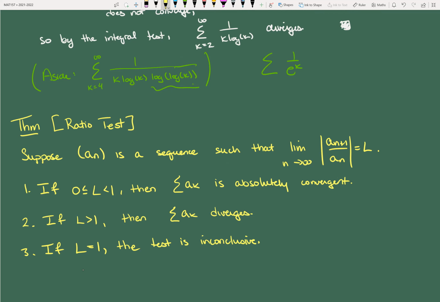Okay. So this is an awesome, awesome test. Super cool, right? And a big reason why it's super cool is, again, you don't need to compare it to anything. You're really just using a property of the series itself. You're computing this ratio, you're taking a limit, and then just based off of that limit, you can tell whether this thing converges or not. That's really, really powerful.